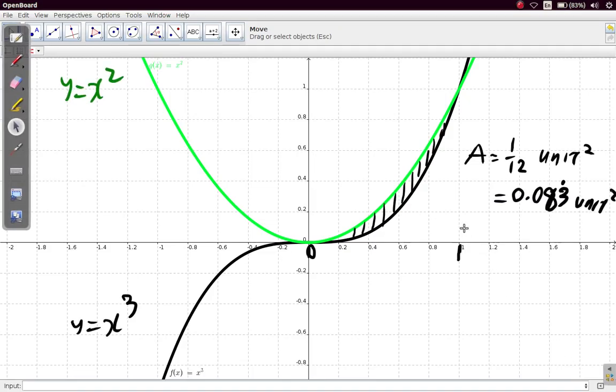So, given the graph of two functions, if you're asked to find the area between them, just find the integral from x equal this value to x equal the other value, and then do your calculations from there. Alright? So, I end this video at this point, and we continue discussing this in the next video.